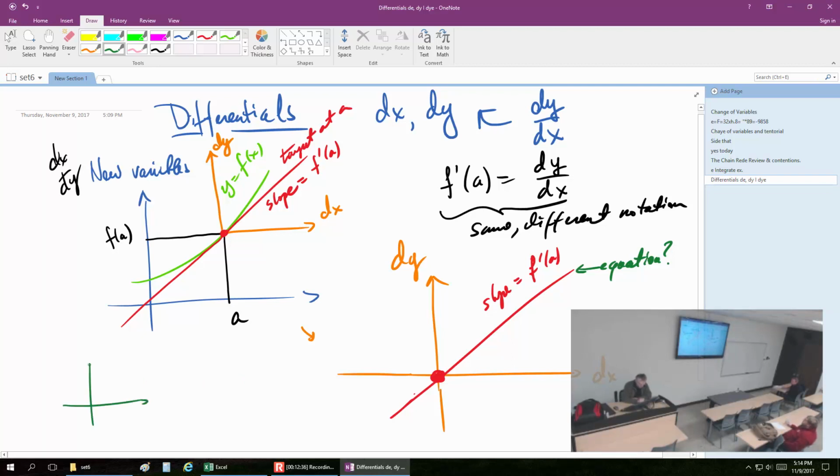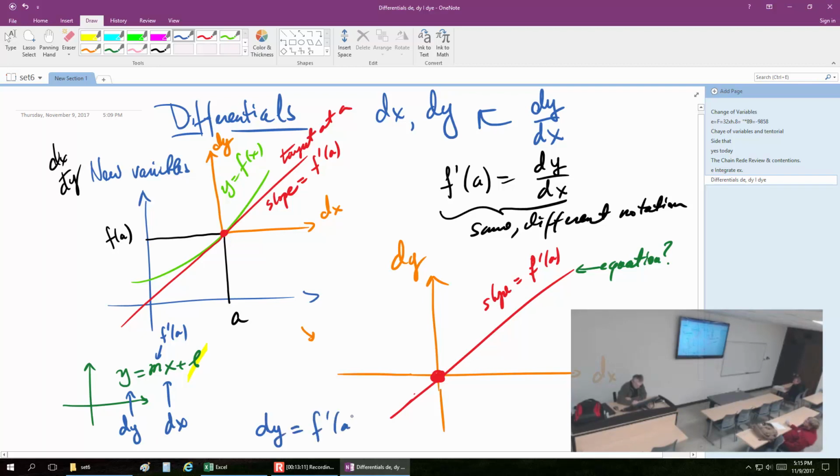Well, almost. So the general form is y equals mx plus b. The only thing that we're going to change, so that's the general situation on the left. First of all, there's no b because it passes through the origin. Secondly, what's the slope? It's f prime of a. And now also the variables have been renamed. They're different names. This is dy and this is dx. So dy equals f prime of a dx.